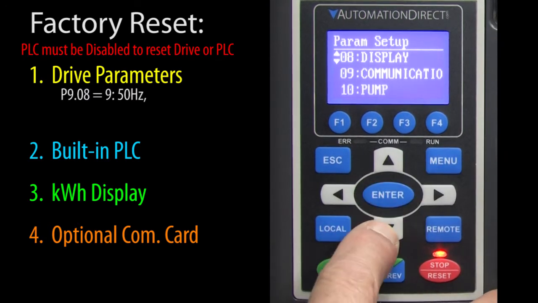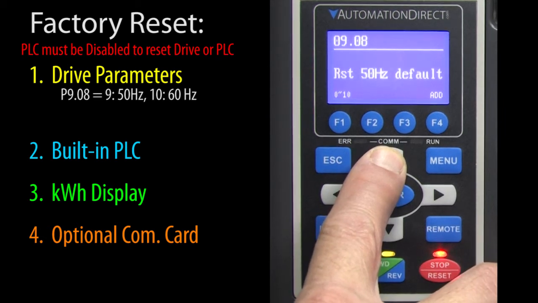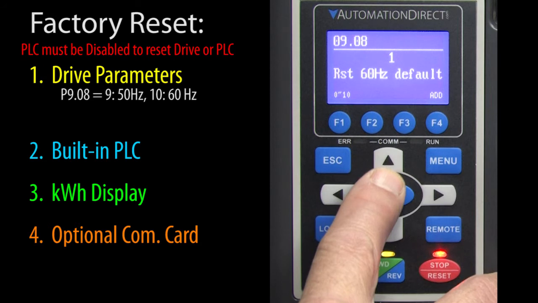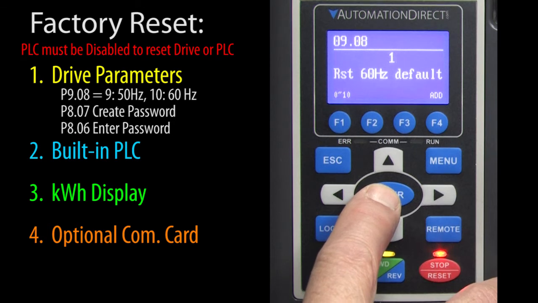To reset the drive, go to parameter 908 and enter a 9 to reset to 50 Hz or a 10 to reset to 60 Hz. Before I hit Enter, a word of caution. If you created a password in parameter 807, then you'll have to enter it in parameter 806 to be able to reset the drive's parameters.